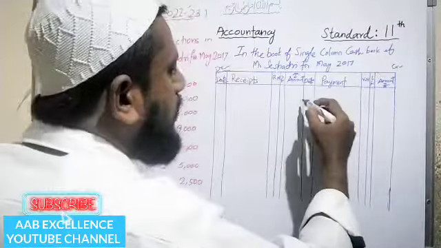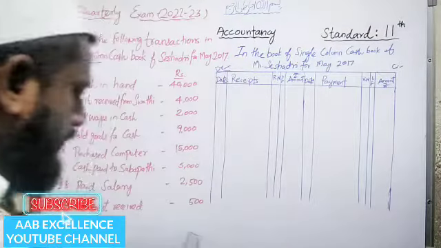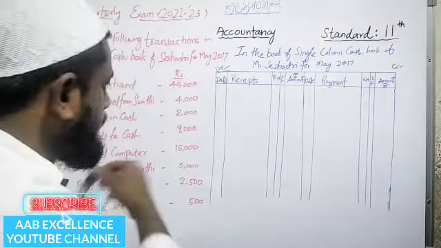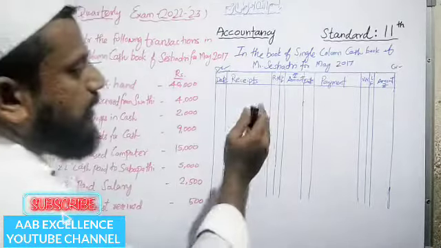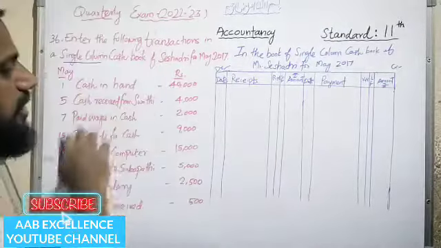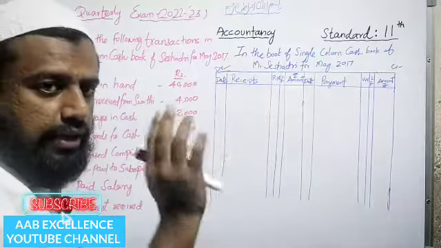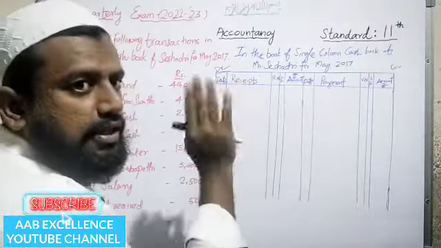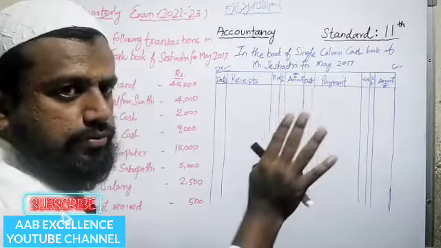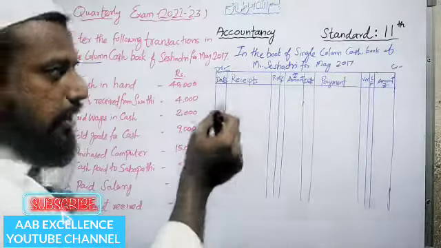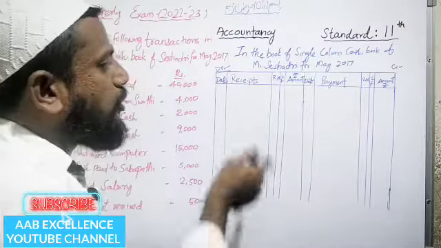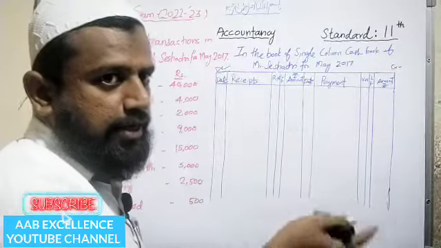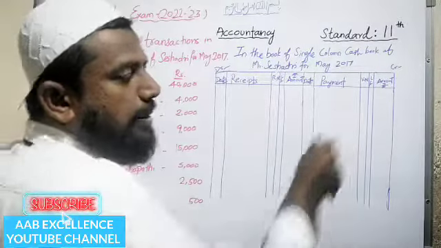So we have opened the table columns. Then we have to go into the sum. So first of all, receipts and payments. The transactions are given. The main concept is cash: cash comes in or cash goes out. Okay, students. If cash is received, we have to post it on the receipt side. If cash is paid, we have to post it on the payment side.